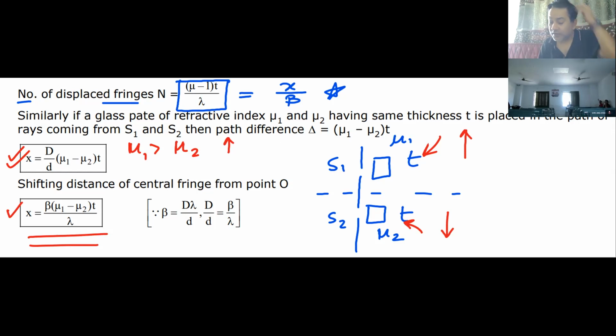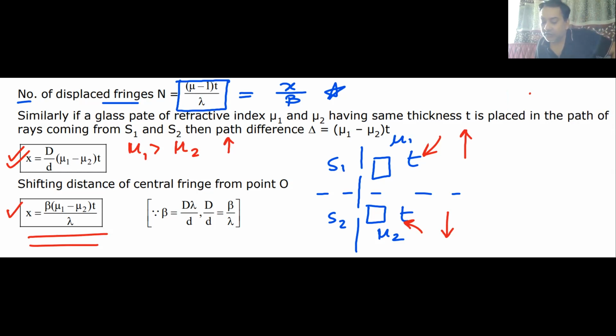So this is the case where both the slits have slabs in front of them. In front of the first slit, we have a slab of thickness T and refractive index mu1. In front of slit 2, we have a slab of thickness T and refractive index mu2. The total shift is capital D by small d, (mu1 minus mu2) t. If mu1 is greater than mu2, it shifts upwards. If mu2 is greater than mu1, it shifts downwards. I will give you a minute to note everything down. Please note it.